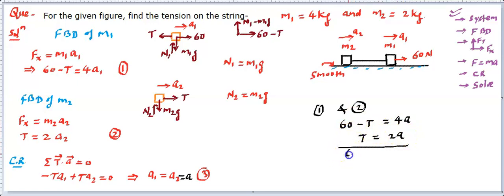Once you add them, you are going to get 60, with T and T getting cancelled out, equal to 6 into a. So this will give us the value of acceleration. The value of acceleration is 10 meter per second square. That means both the blocks will be moving with 10 meter per second square. And now you can put the value of a in any of the equations to find T. Let's place this value in the simplest equation. This is the simplest one. So 2 into 10, that becomes 20 Newton.